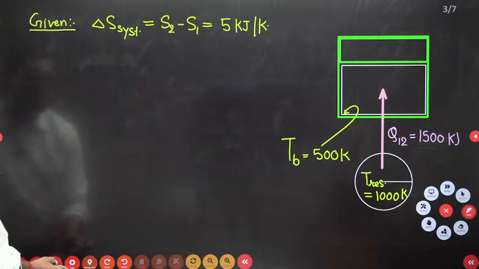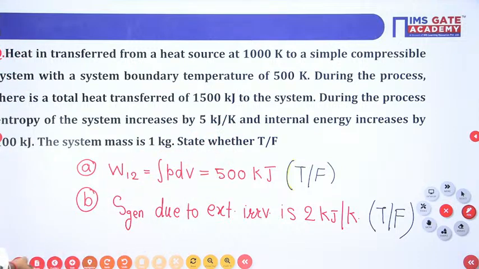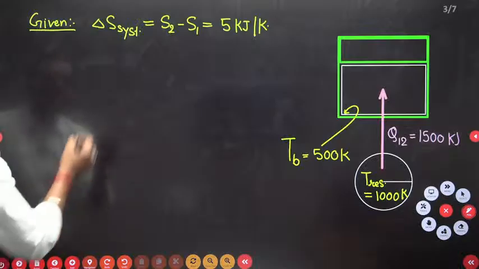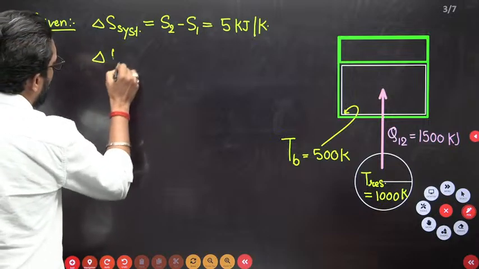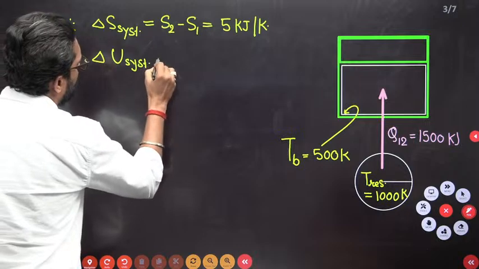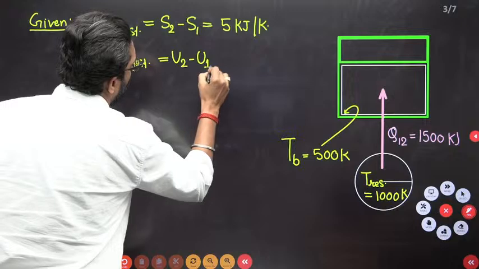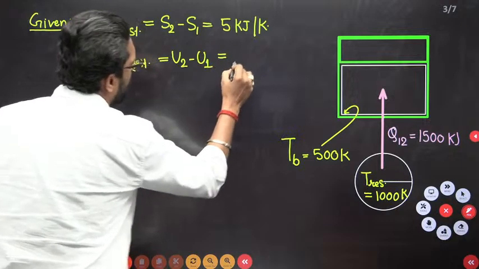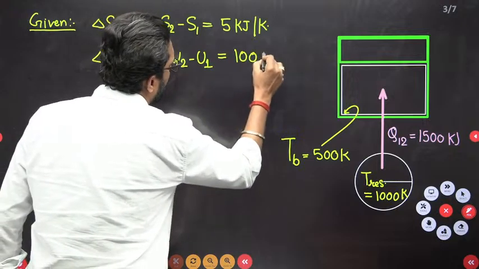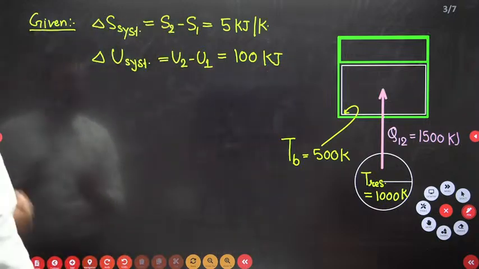Now, the second condition says internal energy increased by 100 kilojoule. That means delta U of the system, that means U2 minus U1, is equal to 100 kilojoule. This is given. Okay, no problem at all.